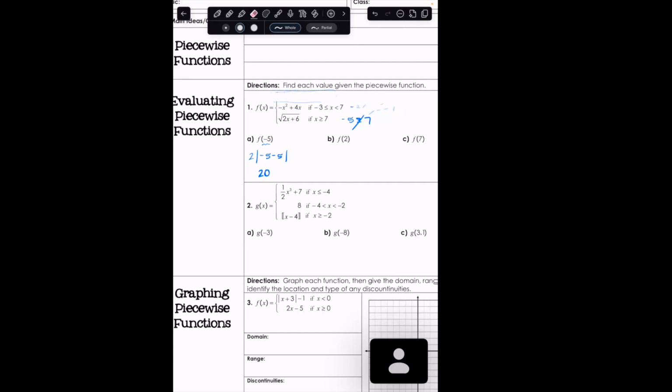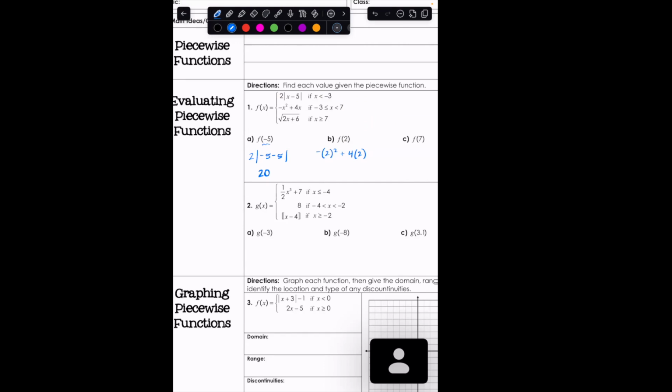All right, let me get rid of this. Typically we're just going to think through this in our head. So f of 2, 2 is my input here. 2 is not less than -3, so that piece is out. 2 is between -3 and 7, so 2 is greater than -3, but 2 is less than 7. Because it makes this inequality true, we're going to plug it into this middle piece. So we're going to have -2 squared plus 4 times 2.